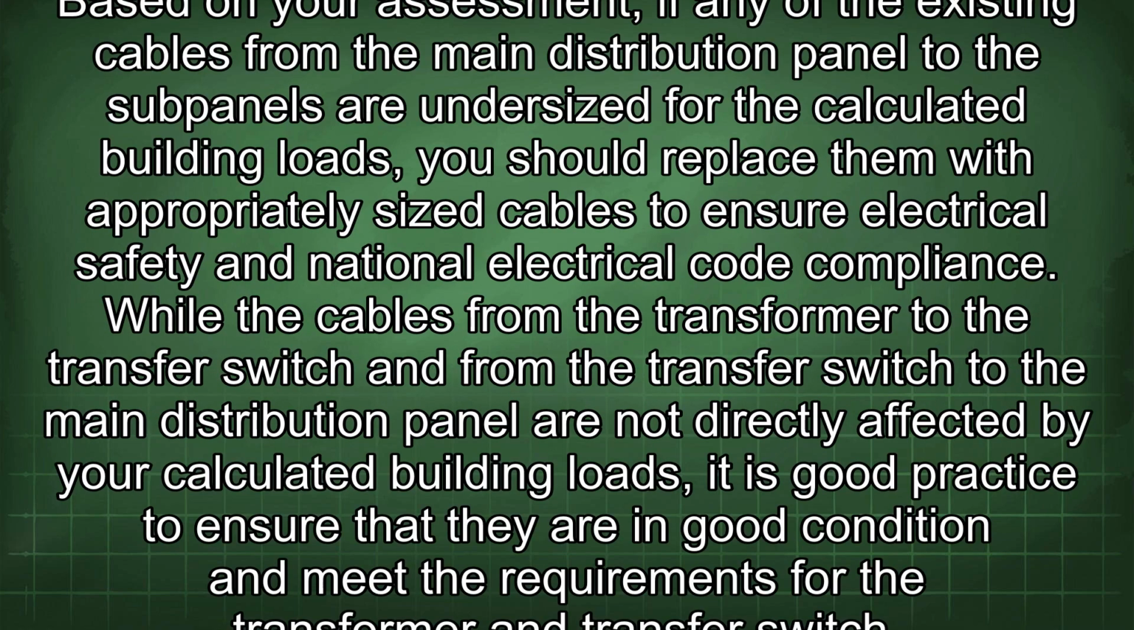Based on your assessment, if any of the existing cables from the main distribution panel to the subpanels are undersized for the calculated building loads, you should replace them with appropriately sized cables to ensure electrical safety and National Electrical Code compliance. While the cables from the transformer to the transfer switch and from the transfer switch to the main distribution panel are not directly affected by your calculated building loads, it is good practice to ensure that they are in good condition and meet the requirements for the transformer and transfer switch.